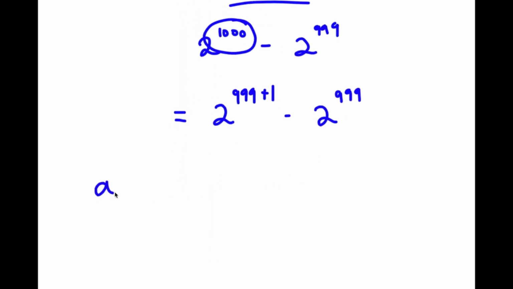And if I have something in the form a to the power of m plus n, this is equal to a to the power of m times a to the power of n.